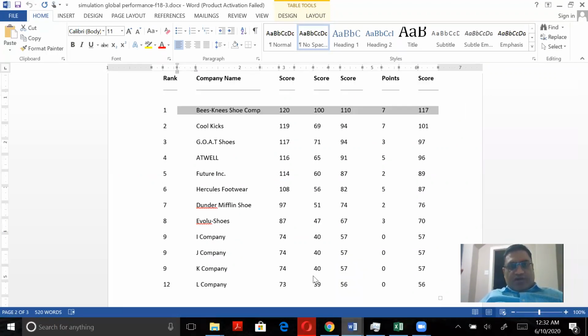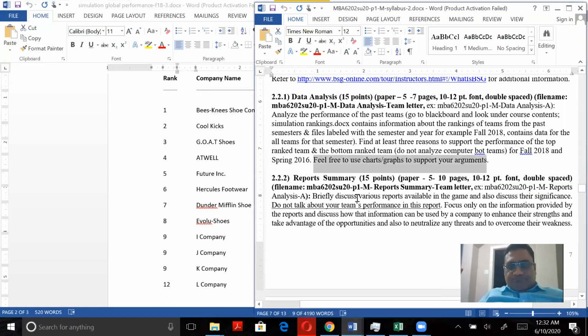So the report summary is right here. And as I mentioned, I will be reading this, so that you understand how you should look at this situation or how you should do this assignment. This assignment says briefly discuss various reports available in the game and also discuss their significance. When I say briefly discuss, let me show you. Let me open up the report over here.